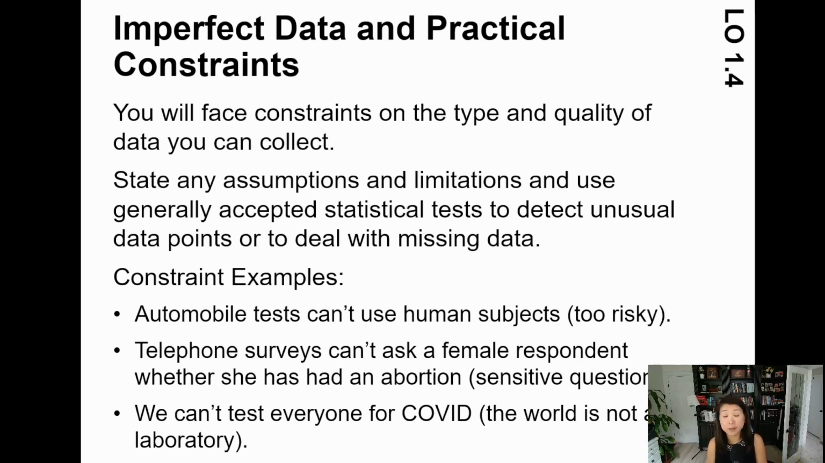But the key here is the sample has to be able to represent the population. So those are the practical constraints. That's why we said you need to be able to deal with imperfection.